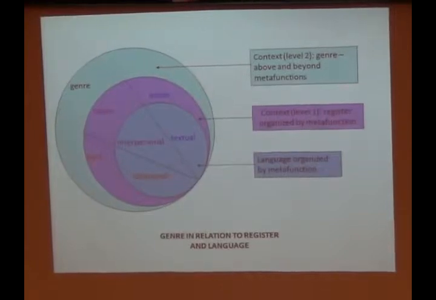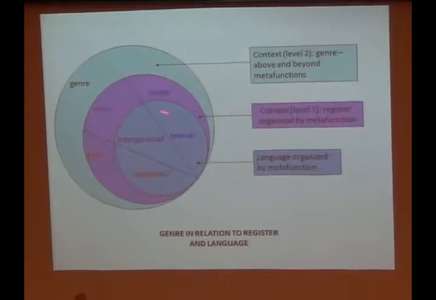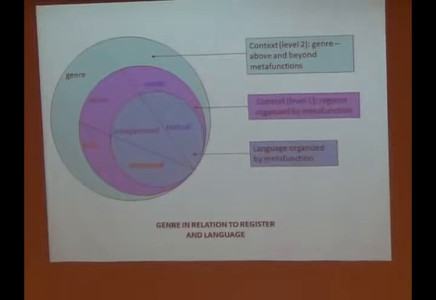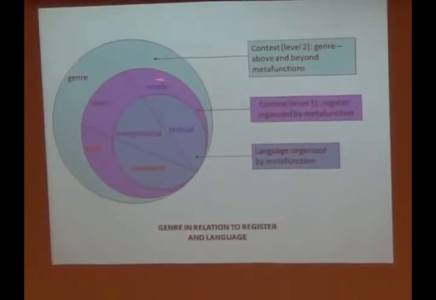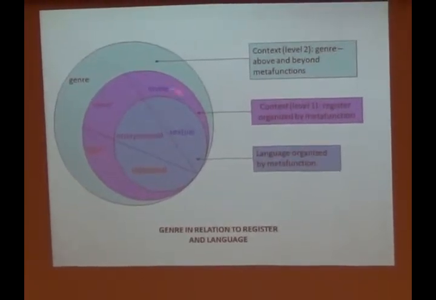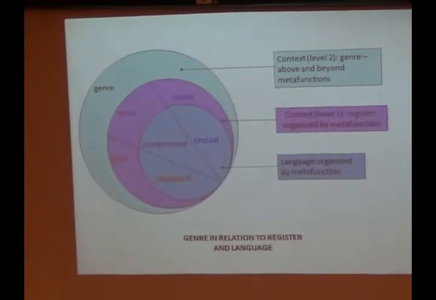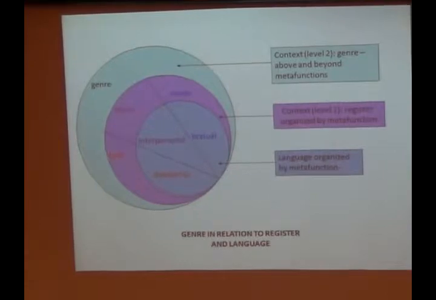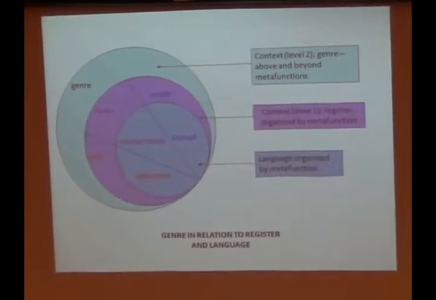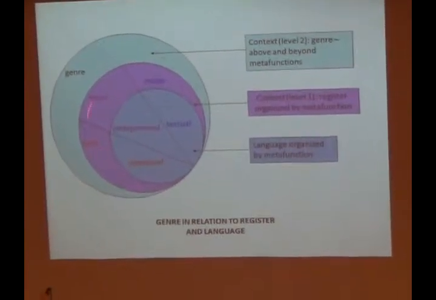You have seen this already in a different shape. I'm showing it now here, just for you to know that at this level, we're talking in terms of metafunctions, but metafunctions also find their way in terms of tenor and mode. This being registered, this is context level 1, which is the situation. And then you have context level 2, which is the cultural, the level of genre. It's above and beyond the metafunctions.